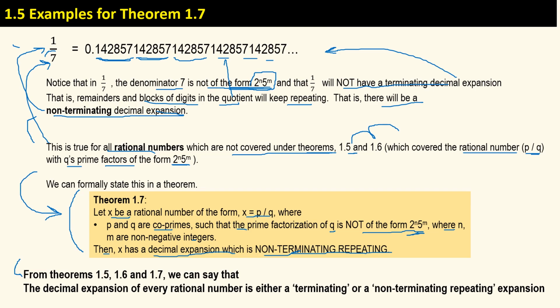Also, let's see that from theorems 1.5, 1.6 and 1.7, we can say that the decimal expansion of every rational number is either terminating or non-terminating repeating. Let me repeat it here. The decimal expansion of every rational number is either terminating or non-terminating repeating.